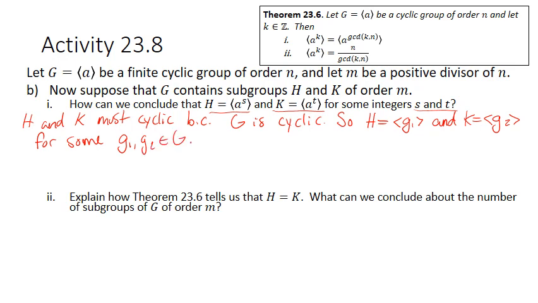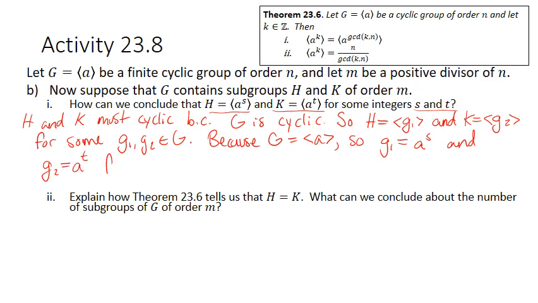And then because G itself is generated by A, that means everything in G is a power of A. So G1 we can call A to the S, and G2 we can call A to the T, for some integers S and T. Okay? All right, part 2.